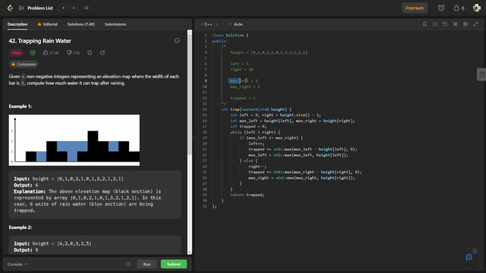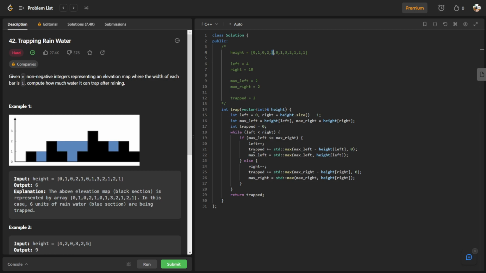Now since both max left and max right are the same, we go back to the left pointer and increment again. We see whether or not there's any trapped water: max of 0 and max left minus 4 minus 1. We're looking at this area here, and since there is trapped water, trapped will now become 2. Then we see whether we need to replace max left, which in this case we don't have to because the height is 1.